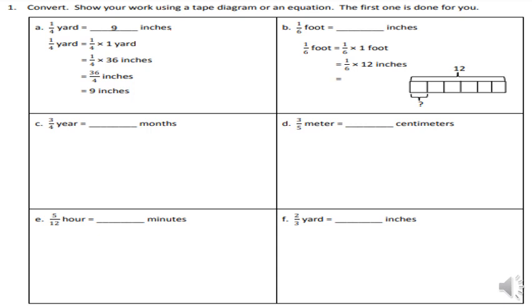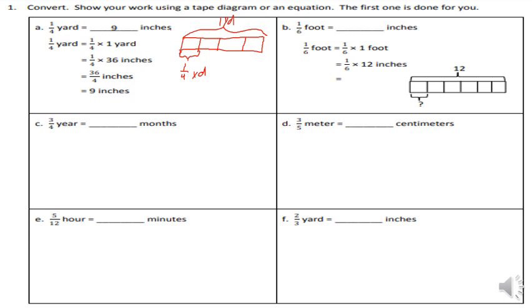Now, what I like doing is making a tape diagram out of this. Since I didn't do that, I'll do that over here. And it says 1/4 yard, so we're going to put it into 4 sections. It's 1/4 yard. Since this is 1/4 yard, that means the top is 1 yard.